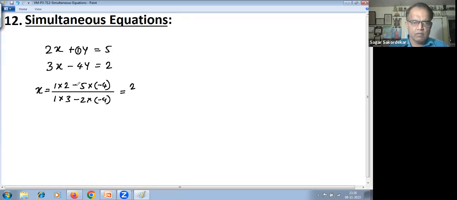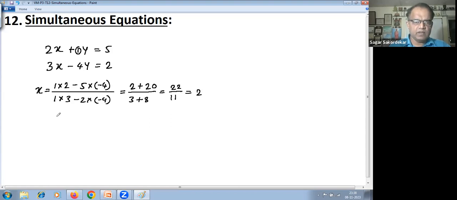2 minus minus plus 5 into 4 is 20 upon 3, and minus minus plus 2 into 4 is 8. So this is 22, this is 11. So 11 into 2 is 22. So the answer is 2, x equal to 2.